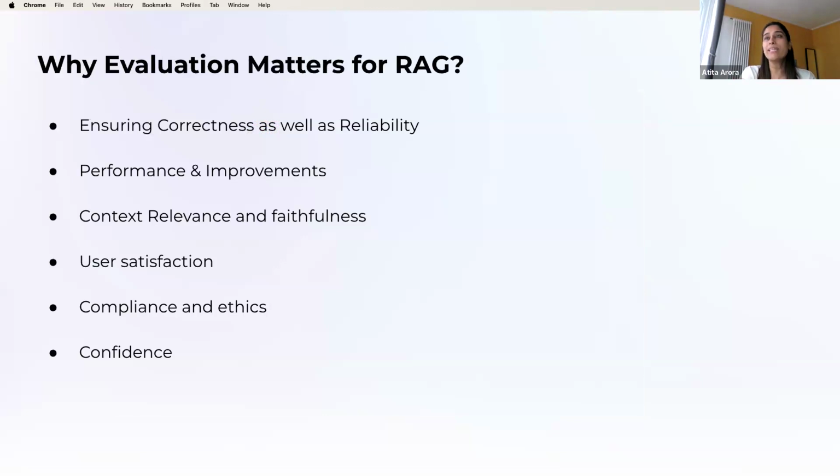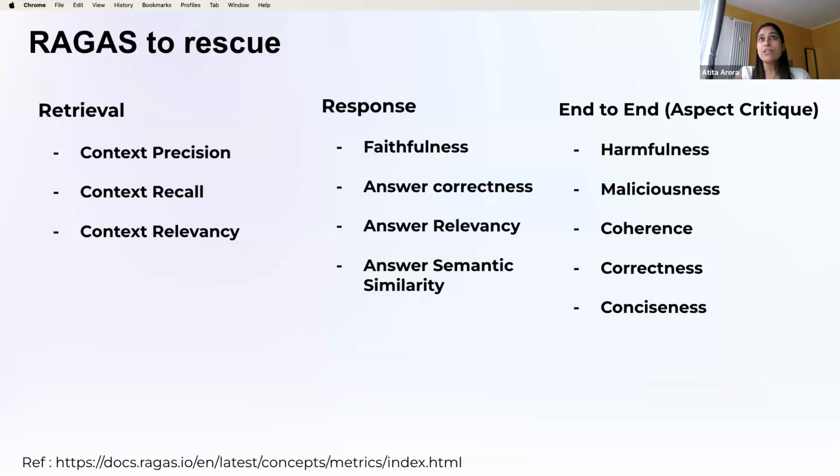Which is why, to reiterate what Shahul said earlier, evaluation is paramount. It's needed to ensure the correctness as well as the reliability, performance and improvement, contextual relevance, and the faithfulness of your solution, along with user satisfaction, making sure it complies with all the ethics that your solution is built for, and of course, confidence of the developers who have built that solution. So I'm sure RAGAS comes to the rescue, and Shahul has set the stage already.